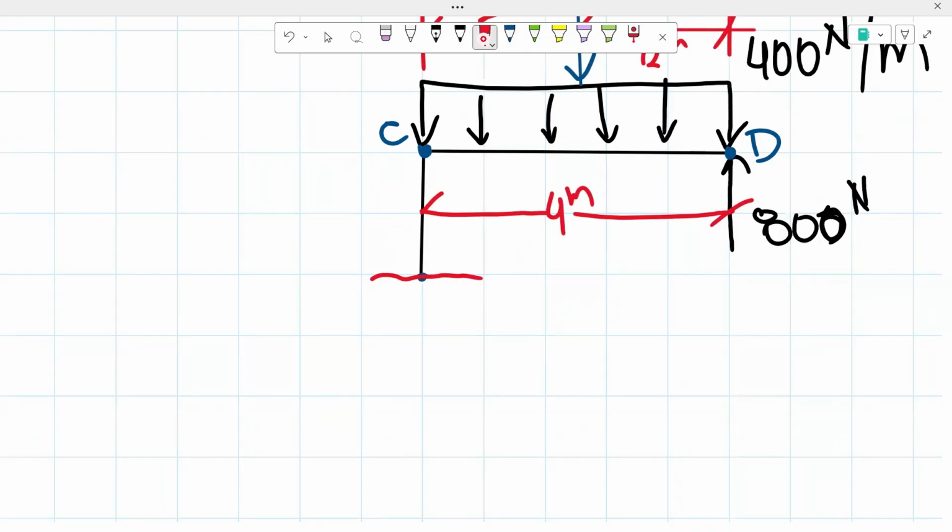So from there, we have also a uniform loading, or yeah, a uniform loading going on this part right here. We know that it is also of 200 newton meters.